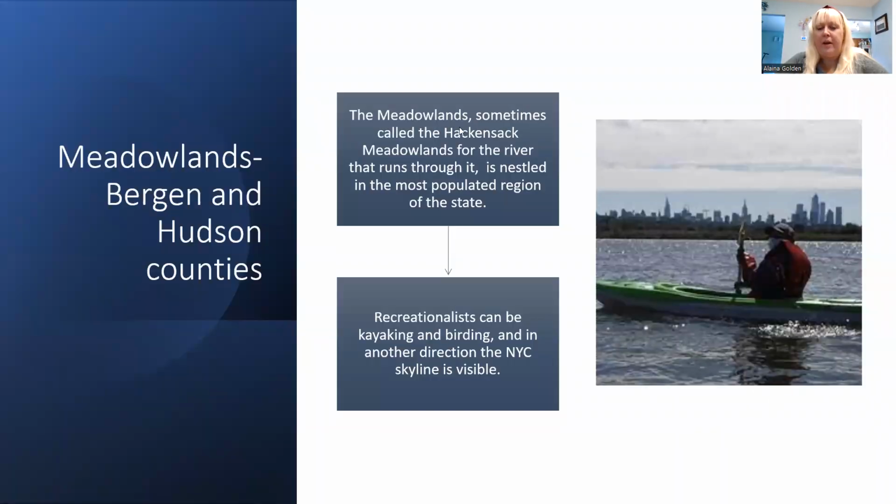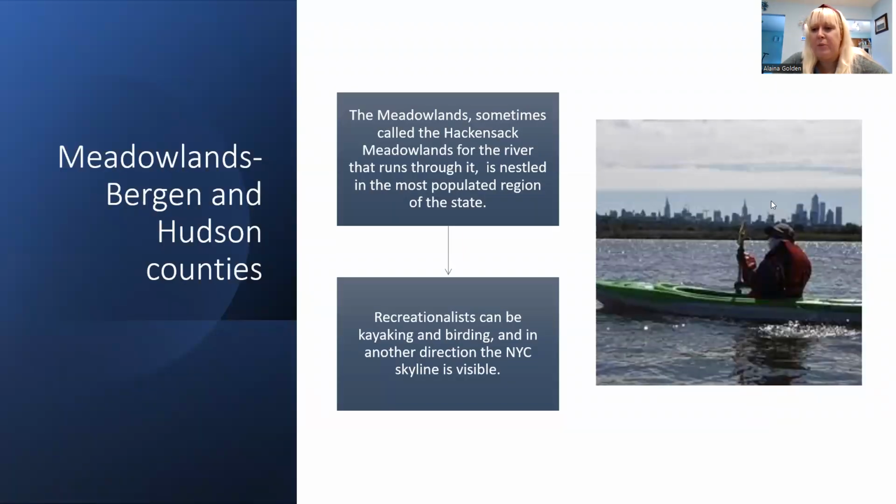So we start off with the Meadowlands. Sometimes this is called the Hackensack Meadowlands, named for the river that runs through it. It is nestled in one of the most populated regions of the state. You can take a look at this picture here. That's the New York City skyline, and here's a kayaker. So you can be deep in nature, kayaking, birding, whatever, and then turn a corner and there's the New York City skyline. So it's a really unique area.